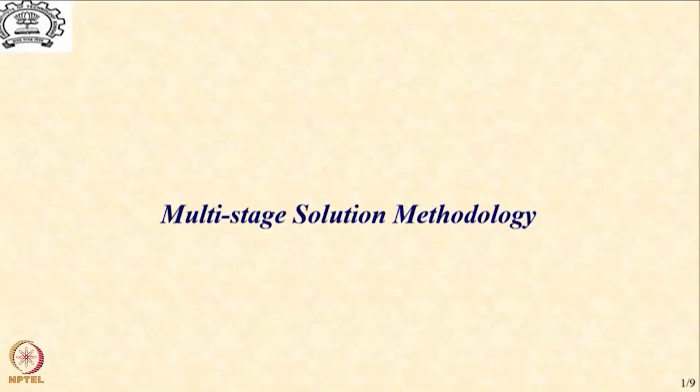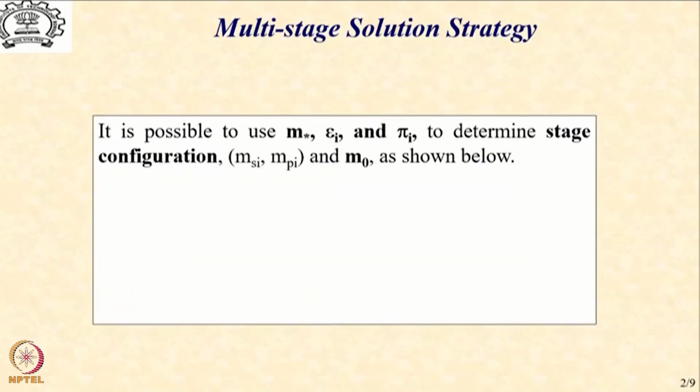So let us begin. Let us now mechanize the solution methodology based on the relations that we have derived in the previous lecture. Let us make use of m star, epsilon i and pi i to determine the stage configuration, which is meant by the m_si and m_pi for each stage, as well as the total liftoff mass in the following manner.